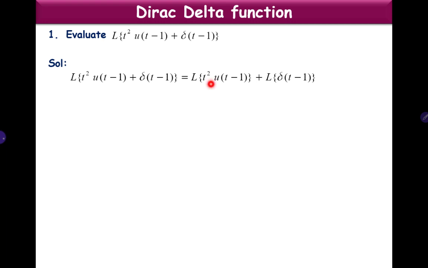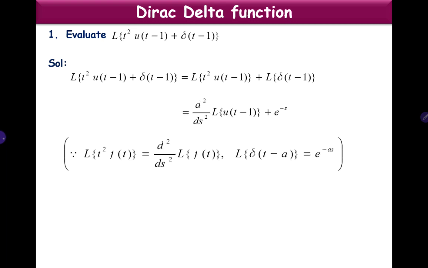But now let us look into the first term. We have t square into u of t minus 1. So here we can apply either the second shift property for Laplace transform, or we can apply the L of t power n into f of t property. We can use both the properties. If you want to use the second shift property, express t square in terms of t minus 1 by subtracting and adding 1. But here I am using the L of t power n into f of t property. What is L of t power n into f of t?